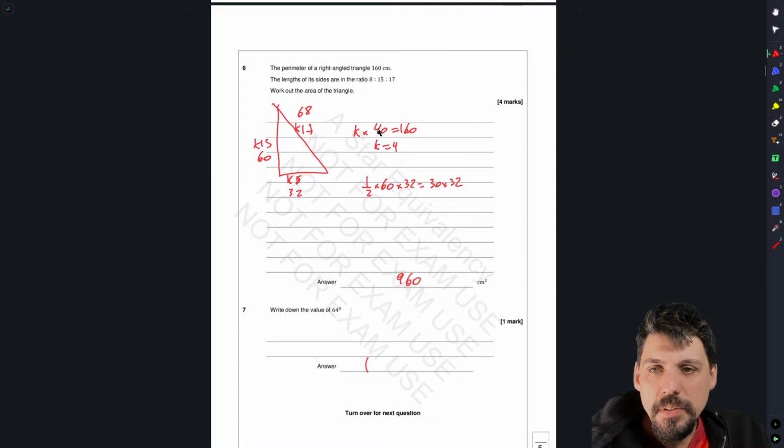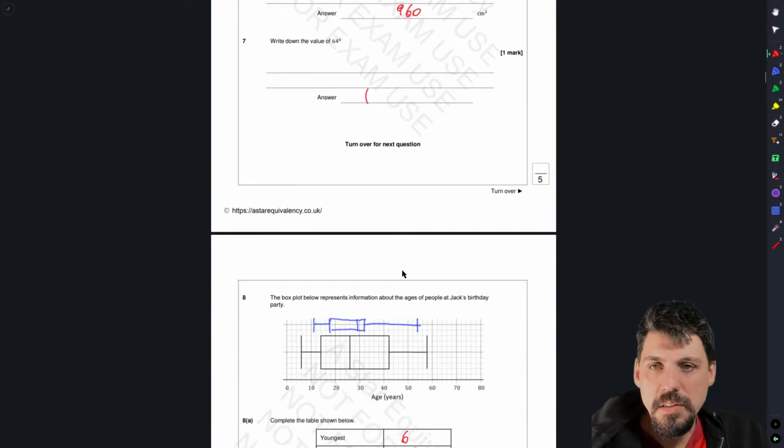8 to 15 to 17. Times it all by 4, according to me. 4 times 8 is 32, 4 times 15, 4 times 17 is 68. And those do add together, because that's 100, 160. And then 60 times 32, which is 30 times 32, which is 96, 960.